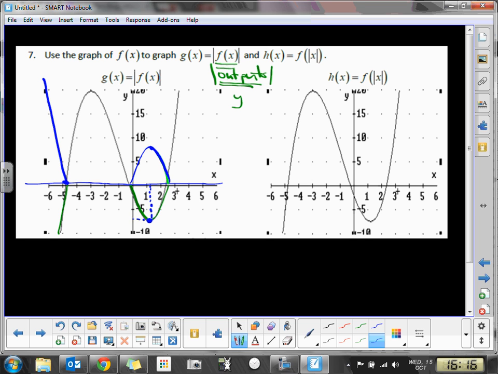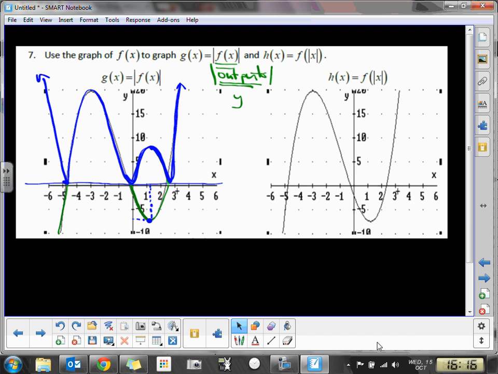So my final graph is going to be the blue graph I'm going to highlight. All the negative outputs get flipped as positive outputs. All the positive outputs stay exactly the same because you take the absolute value of a positive, it stays positive. So this is the basic shape of our graph. We got a little anomaly there, but there it is.